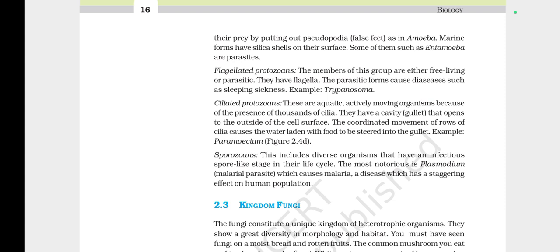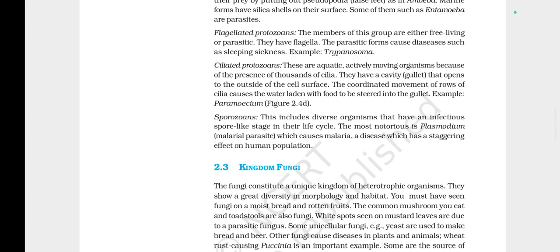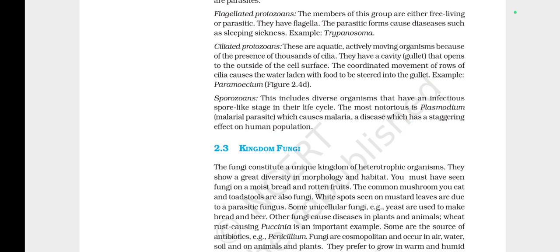Ciliated protozoans. These are aquatic, actively moving organisms because of the presence of cilia. They have a cavity, the gullet, that opens to the outside of the cell surface. The coordinated movement of rows of cilia causes water laden with food to be steered into the gullet. Example: Paramecium.